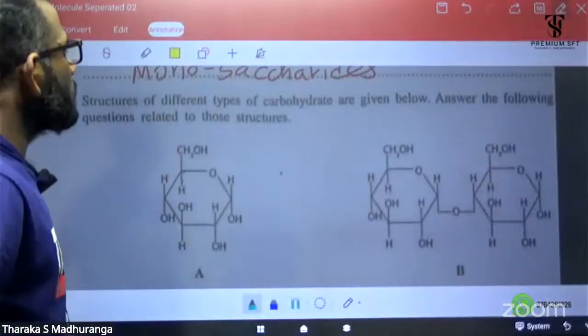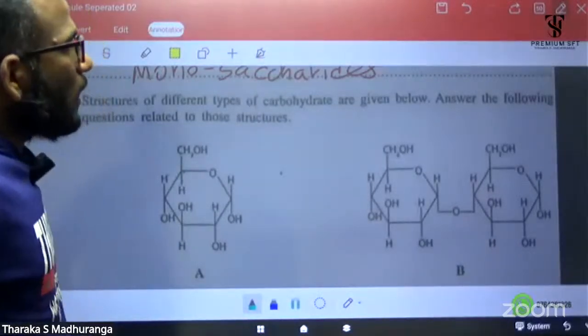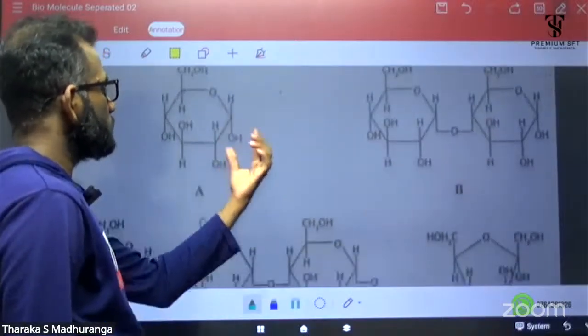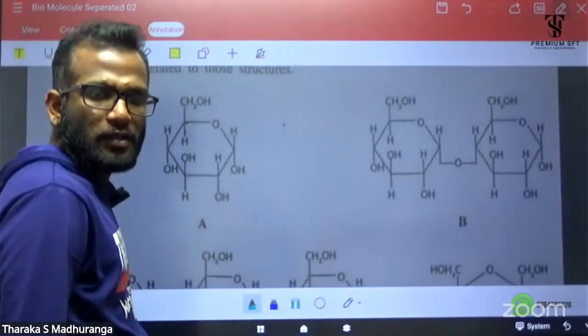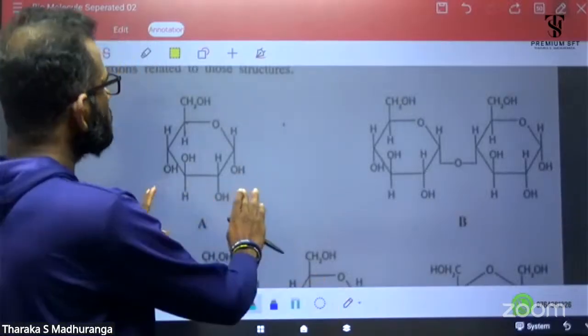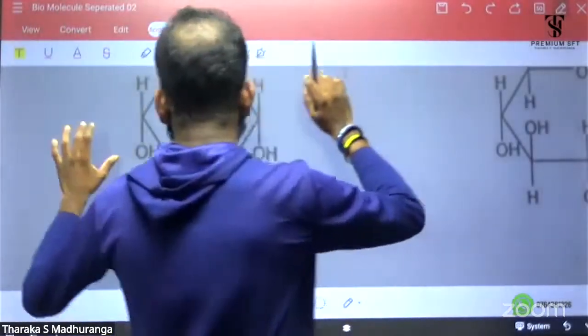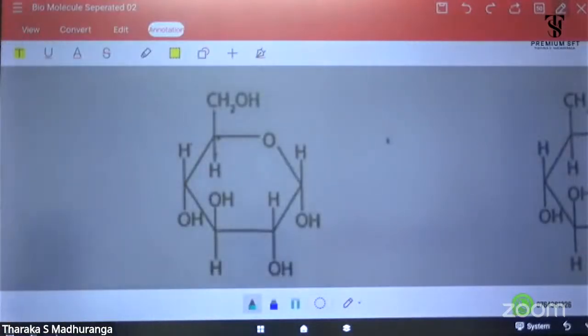Structures of different types of carbohydrates are given below. Answer the following questions related to those structures. Okay, let's identify them as practice. Now this is your chance. You can send me the name and I'll write the structure. Rehlan, what is this? Salmia?